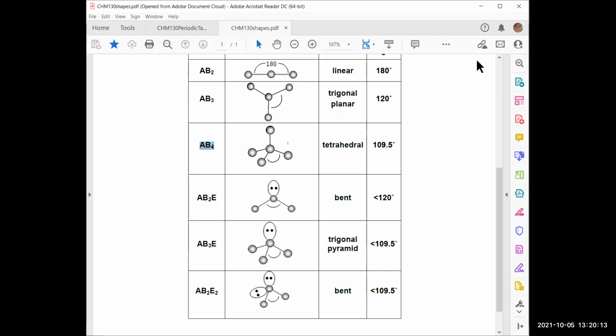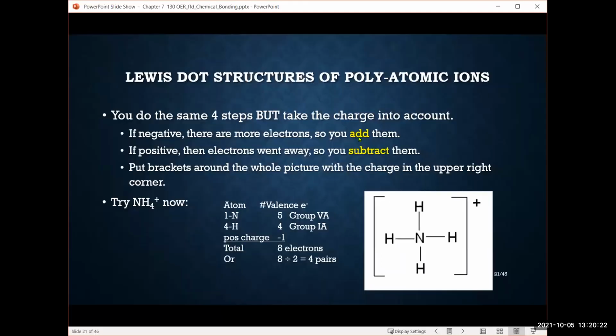No different than the ones that we had done earlier that are not ions. The only difference are three things. One, we either add or subtract the number. Two, we put a bracket around the formula. And three, we put the charge in the top right corner. That's it. Compared to the non-ions.